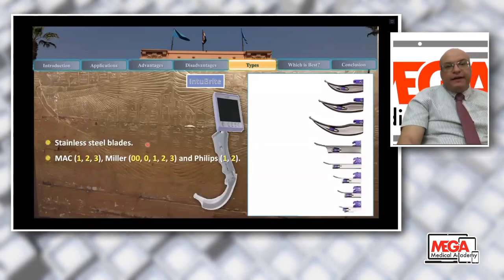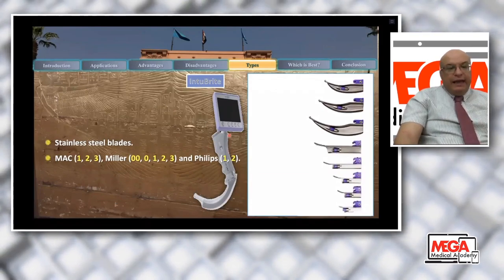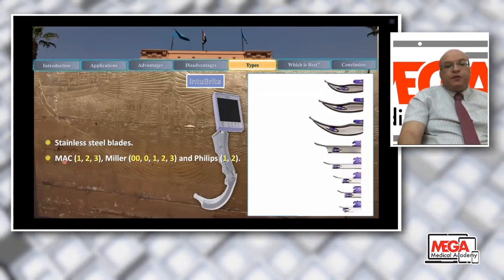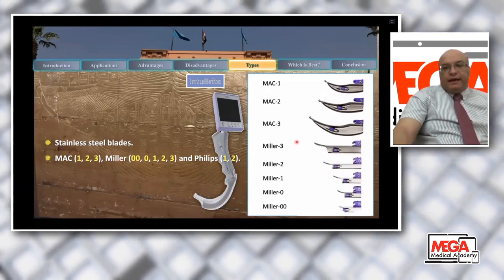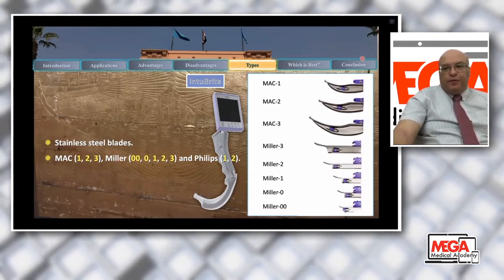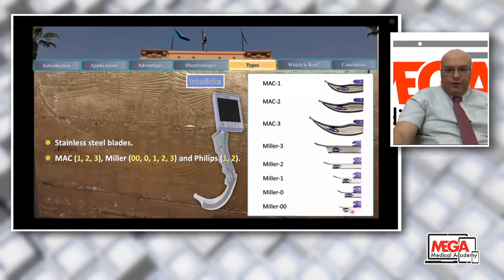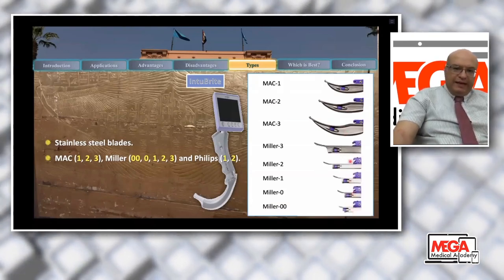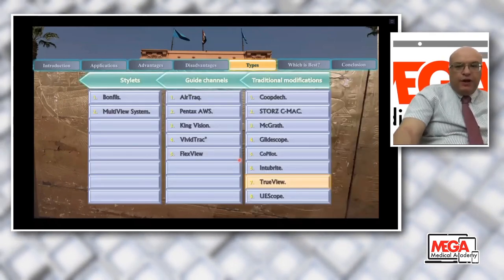Intubrite is another traditional modification. It is stainless steel with Mac blades 1, 2, and 3. Miller blades, you can see here in this one, this curved blade, 1, 2, and 3. Miller is available in 00, 0, 1, 2, and 3, and also Phillips blades 1 and 2.